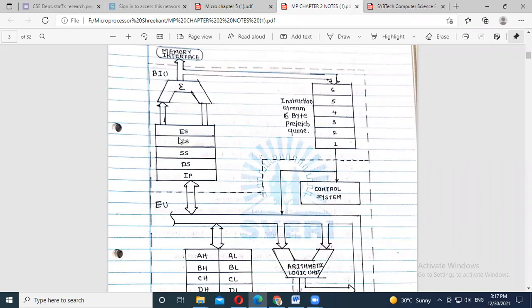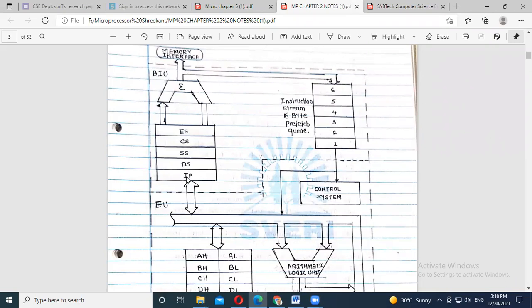Here we have to use this bus interface unit. We are using segmentation of memory, that is, extra segment, ES, code segment, CS, stack segment, SS, and data segment, DS. It is one entire memory, and this memory is divided into different sub-parts. That is totally 4 main memories: ES, extra segment; CS, code segment; SS, stack segment; and DS, data segment.